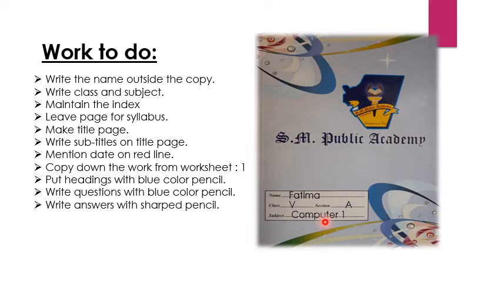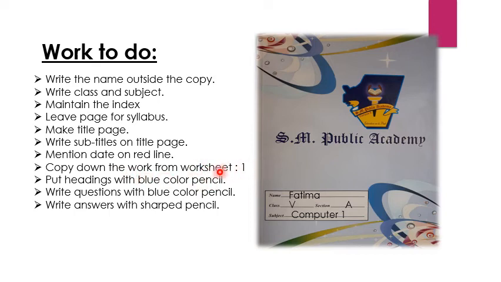Remember this. You are going to write your name outside the copy, write the class and subject, and maintain the index. How you are going to index, I am going to tell you. After that, you will leave the page for the syllabus. You will make the title page on the next page. On the same page you are going to write subtitles of the chapter and mention the date on the red line. Copy down all the work from worksheet 1.